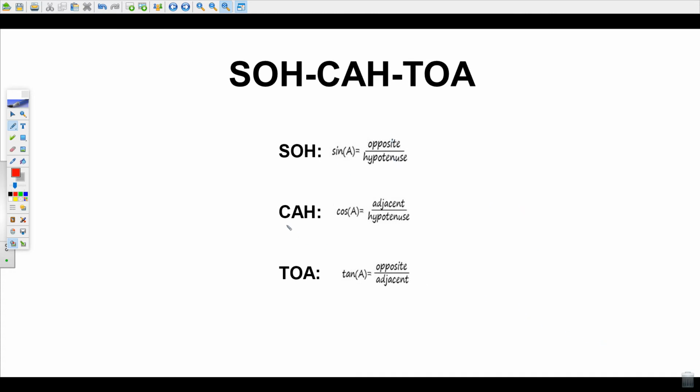The CAH stands for cosine, and then the adjacent side to that angle and the hypotenuse. So this part of the acronym stands for cosine, adjacent side over hypotenuse, and then the TOA is the tangent. The T is tangent, O is opposite, A is adjacent. So the tangent of an angle is the opposite side over the adjacent side.